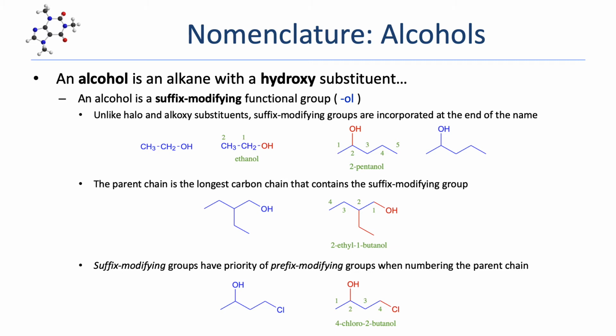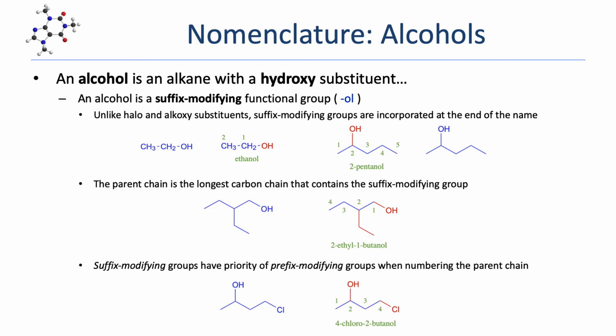Another difference with alcohols and other suffix modifying groups compared to our prefix groups like alkyl groups and halogens is that suffix modifying groups have a numbering priority compared to the prefix modifying groups. Look at this example. You can quickly see that it's a 4-carbon chain. So it's going to be a butane, and it's got an alcohol and a chlorine, so it's got a halogen. The new thing now is in numbering that parent chain. You'd probably be tempted to start from the rightmost carbon because that's the end that is closer to a substituent, right? In fact, it has a substituent, the chlorine. If we were to call that rightmost carbon the 1 carbon, that would make the alcohol on the 3 carbon.